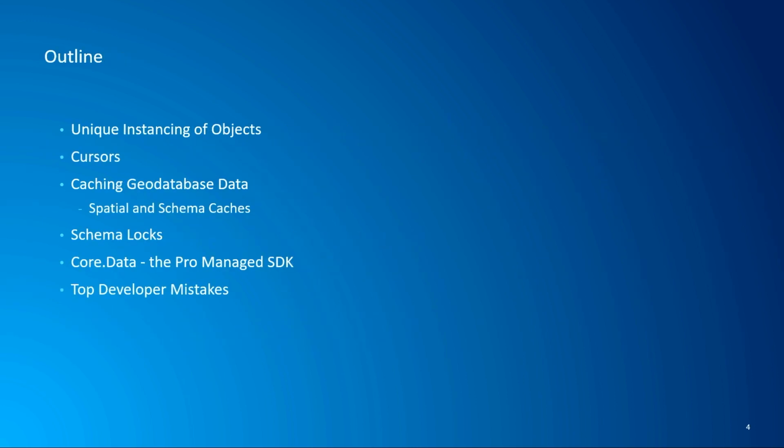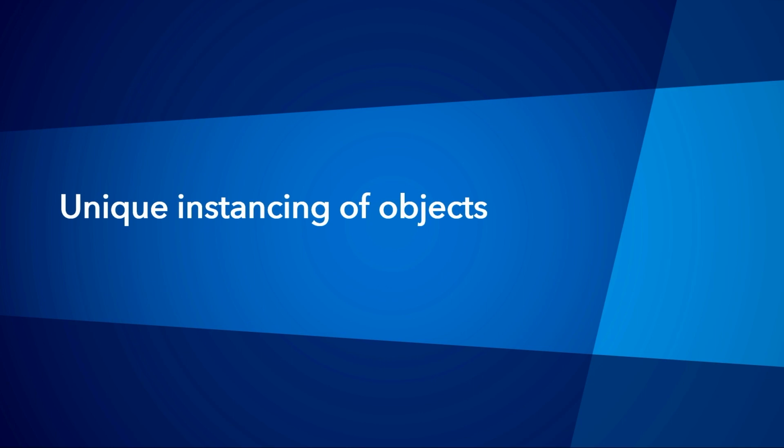These are the main topics that we're going to go through. We'll talk about unique instancing inside the geodatabase. We'll go through the cursor model. We'll talk about caching data, both spatial feature data as well as schema information. Then take you through schema locks, talk about the Pro-Managed SDK, and then provide you with a discussion of the top developer mistakes and what things to avoid. Okay? So, starting things off, unique instancing of objects.